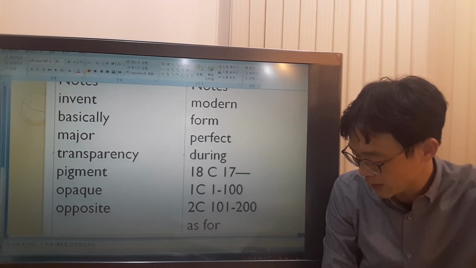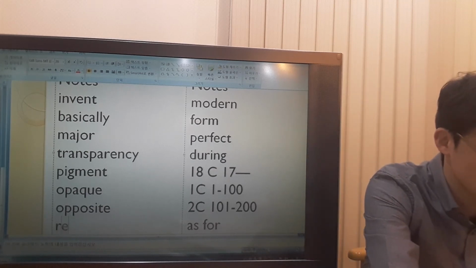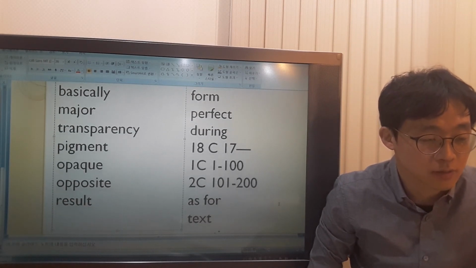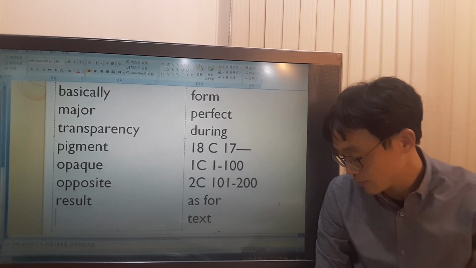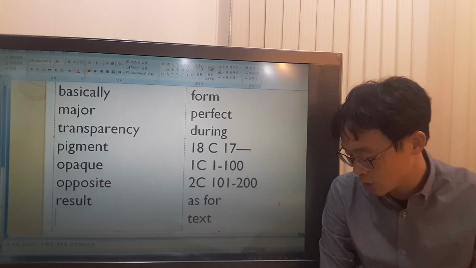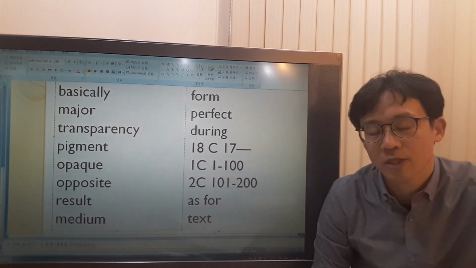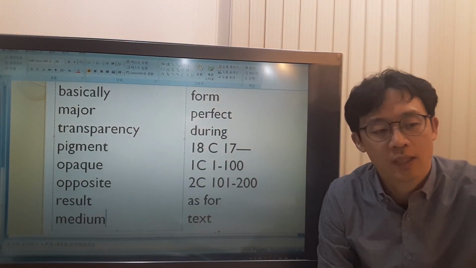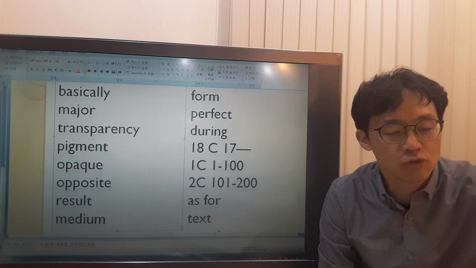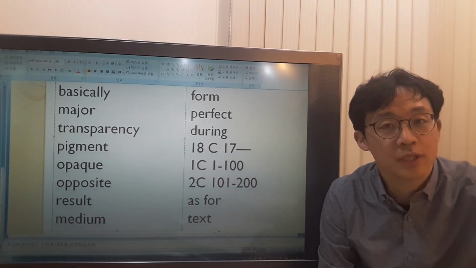The result is that painters using each medium must employ different styles. The result is that, what is result? Result is what you get after, in the end, okay? What you get in the end is a result, okay? The result is that painters using each medium, what's a medium? Medium is something that you use to do something else, okay? Medium means middle, so why is it called medium? If you use something to do something else, that thing is in the middle, right? So that's why you call it a medium, okay?